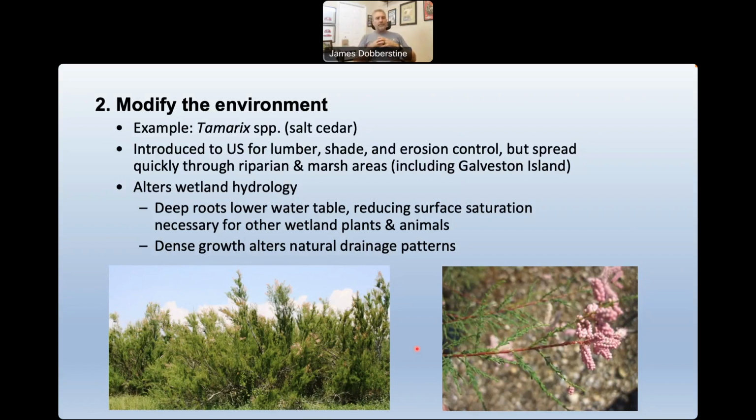So they also have very dense growth. And this combination of reducing surface saturation, lowering water tables, and density of their stands can completely alter the natural hydrology of any given area, which then in turn affects everything else around it. So, only giving them even more of a foothold. That's one of the reasons this particular plant tends to increase its populations very rapidly.